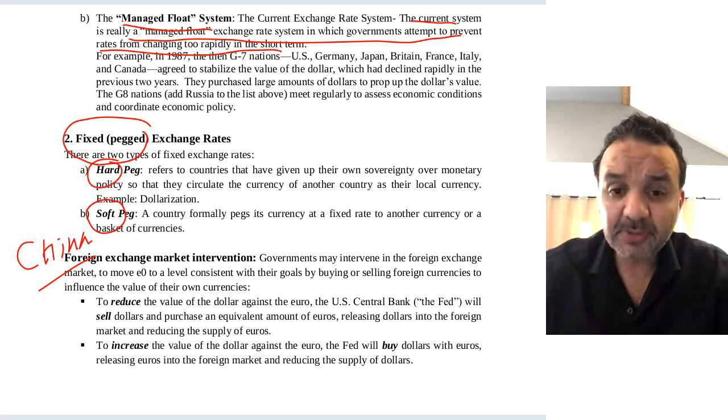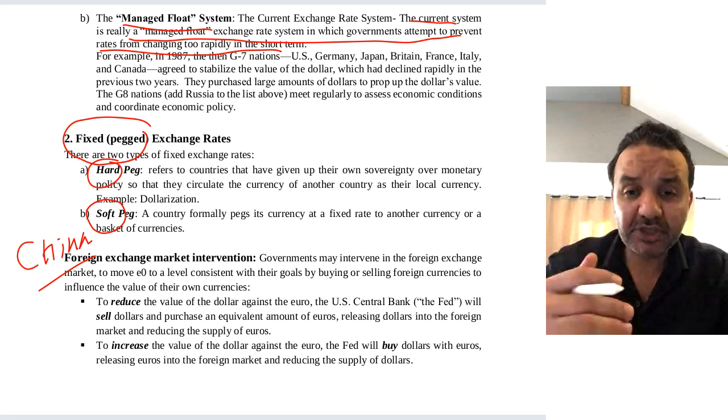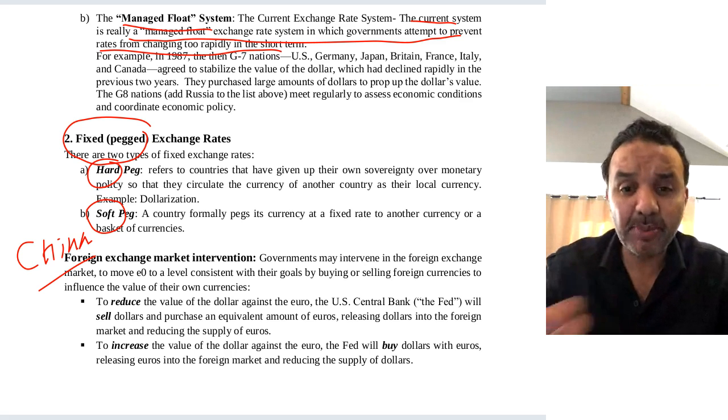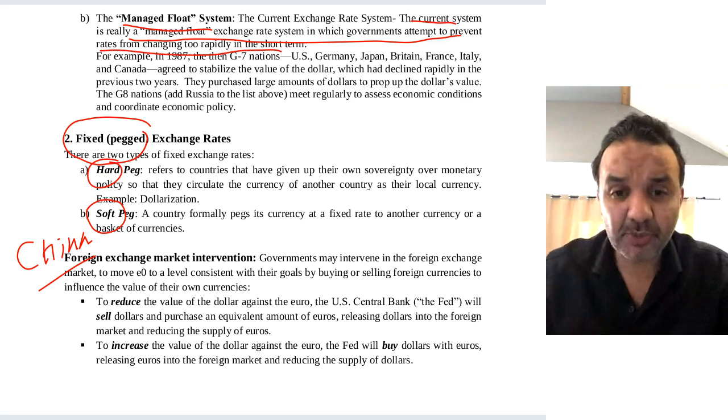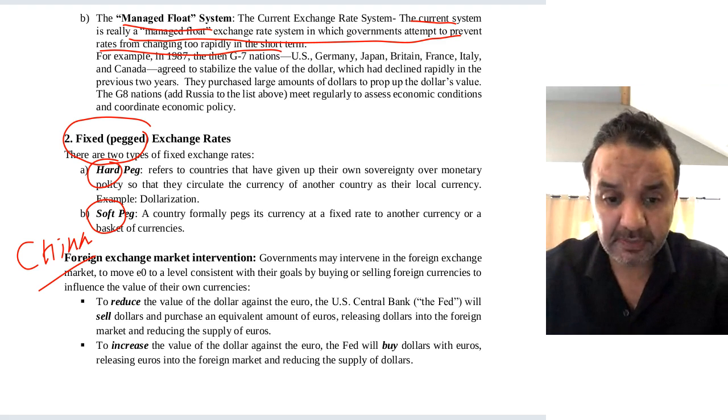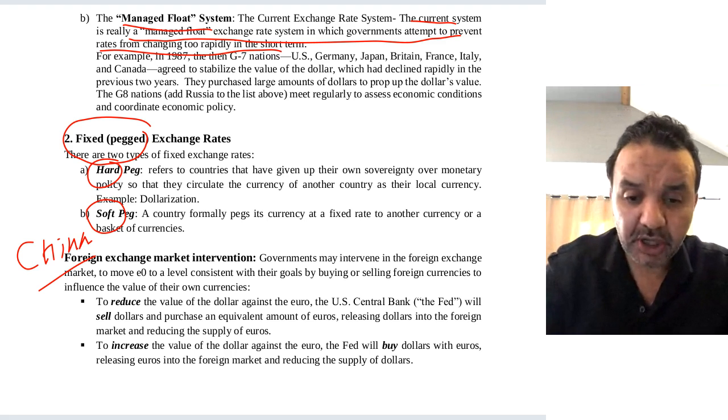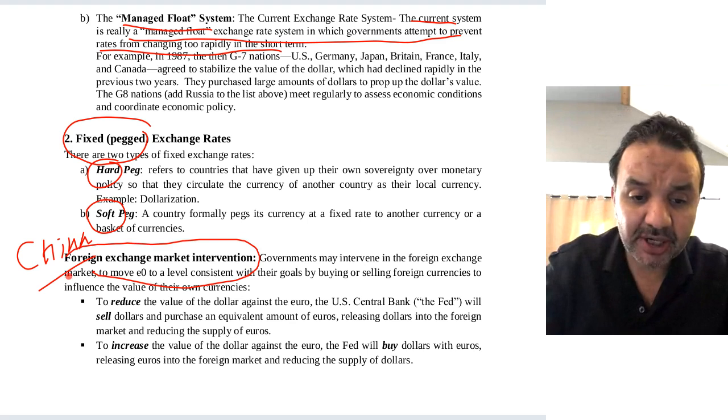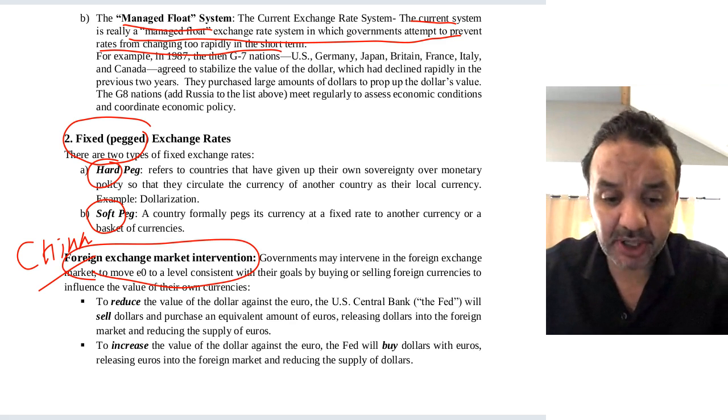Why is this the case? Because whenever the Chinese currency is low, this means you can buy the Chinese export at a cheaper price. Okay, so this is the main idea of the foreign exchange market intervention.